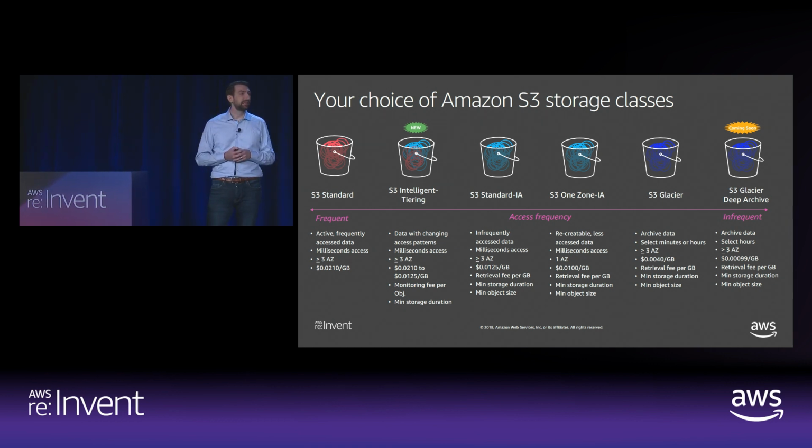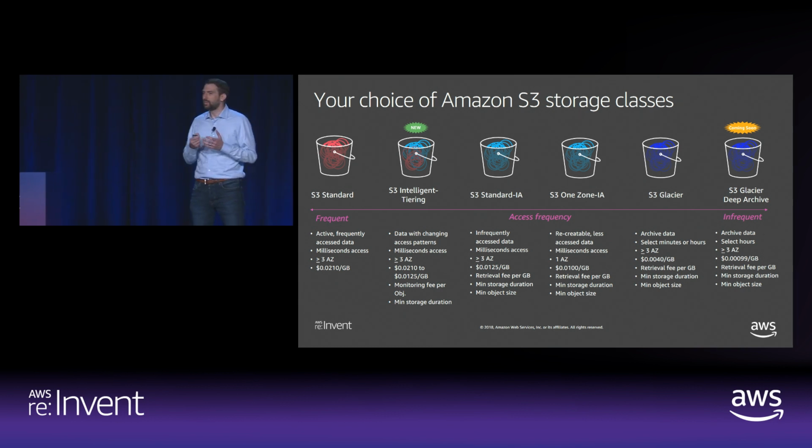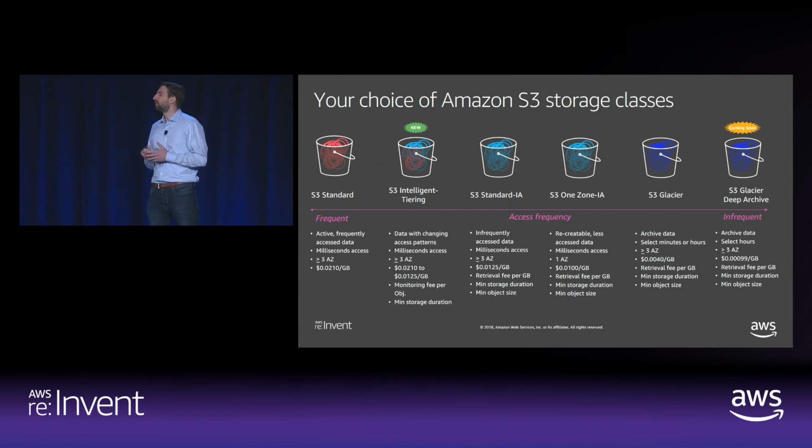We obviously have S3 Glacier, our archive data solution, which is really for storage you want to archive. You don't want to access it all the time. It's asynchronous, so applications work differently with S3 Glacier. The retrieval times are in minutes or hours. You can choose that. And it's for archiving at a very, very low storage cost price point.